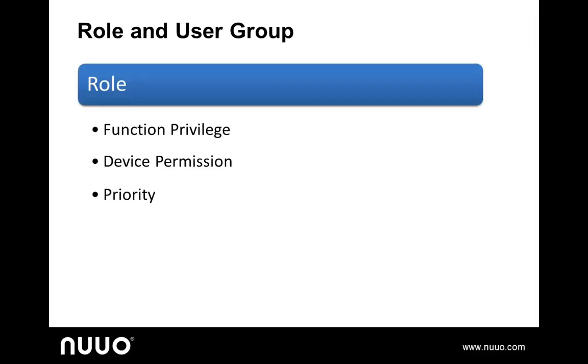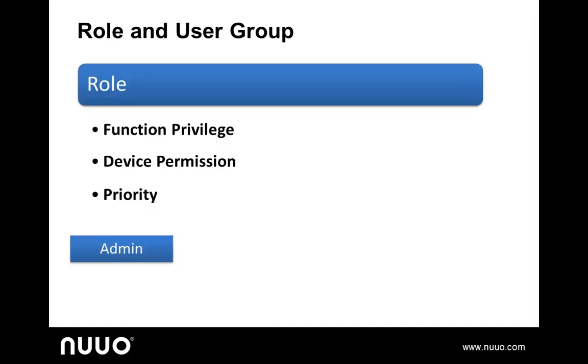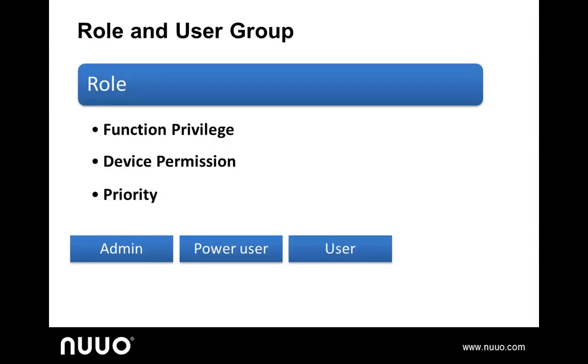In role, we define the scope of authority, covering the function privileges, device permission, and priority for PTZ control and matrix login. There are 4 default roles: admin, power user, user with viewing privileges, and guest with live viewing privileges.